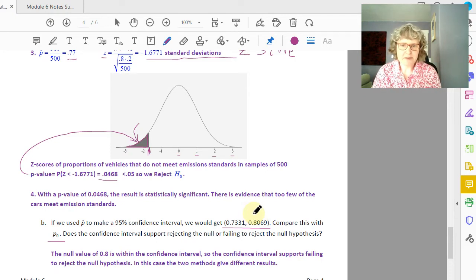It's a double negative. In our p-value method, we rejected the null, but the confidence interval actually gives us the opposite conclusion. It supports not rejecting the null. So in this case, the two methods give different results, but sometimes they will agree with each other. The main difference is, as you probably remember, in the confidence interval formula we use p-hat in our square root, whereas in the hypothesis testing, we use p0. That's the main difference there.